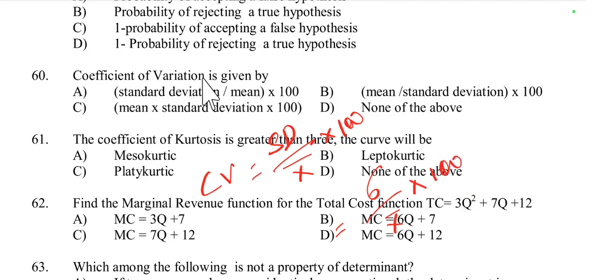So coefficient of variation is given by standard deviation by mean into 100. Yes, first one is right here, option A.